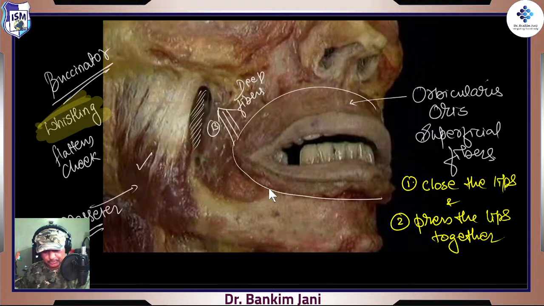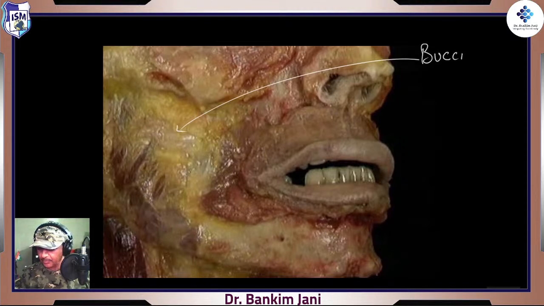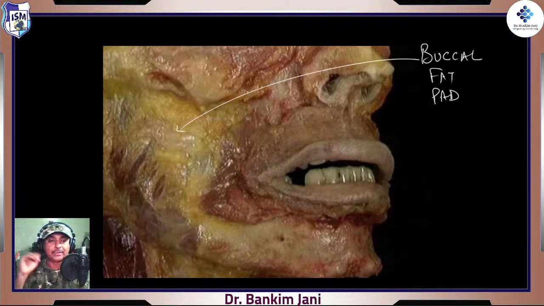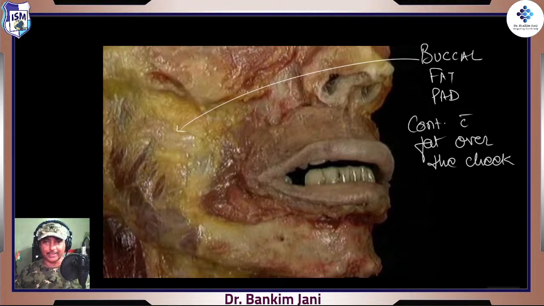Buccal fat. So in the next image, exactly that area is what is covered by the buccal fat pad, classically between the buccinator and the masseter. And this is the fat which is continuous with the fat over the cheek. So all those chubby cheeks mean it is this fat, right? So till this point, these two major muscles are done.